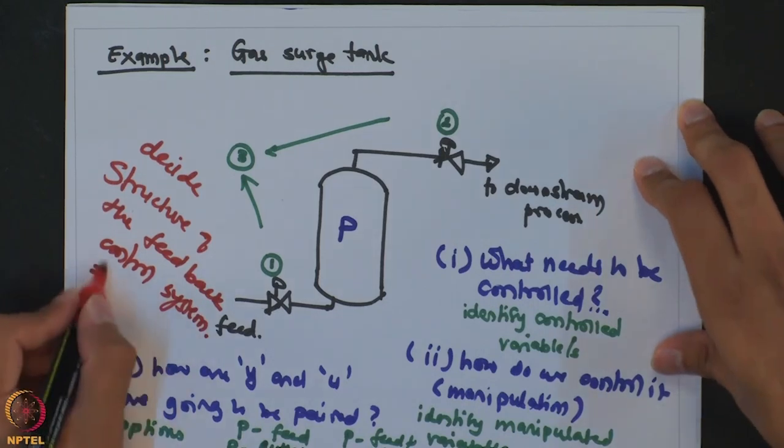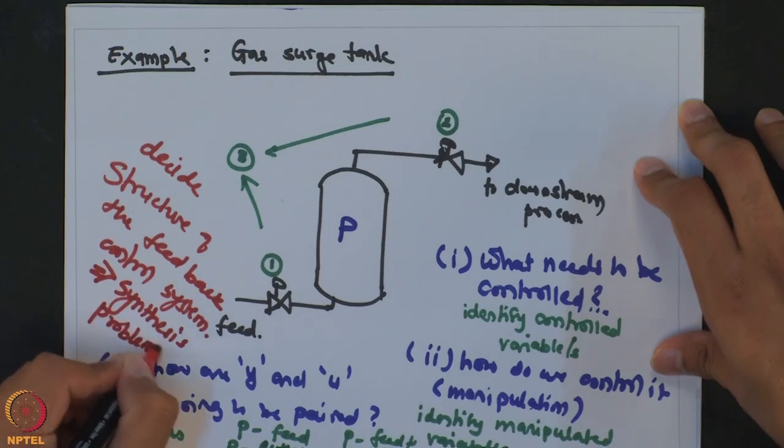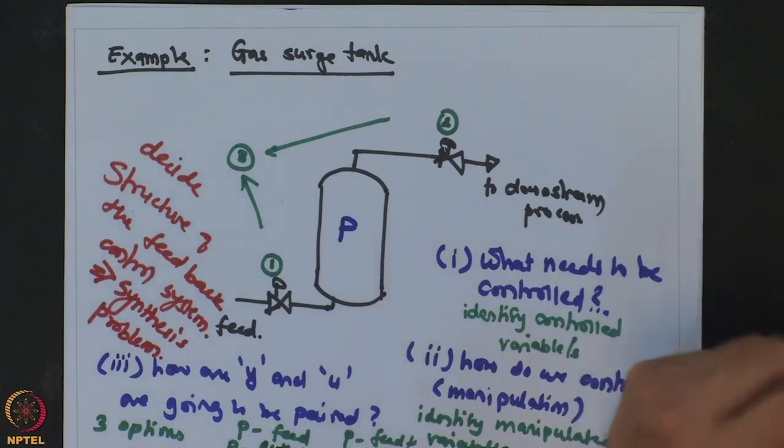This particular problem is known as the synthesis problem. Now here I have given you a very simple example where there was only one controlled variable and two manipulated variables, so that there are three different possibilities of inputs and outputs. However, when we go into more elaborate examples, you will see that as you have more controlled variables and manipulated variables, the number of options and even the different ways in which these can be paired grow exponentially, and therefore the synthesis problem becomes very tricky.